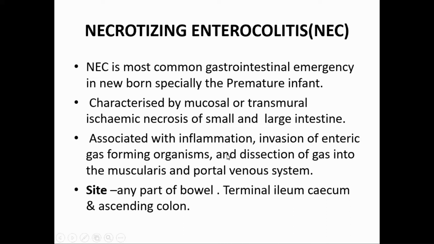And that is followed by inflammation, invasion by gas-forming enteric organisms, and they produce gas. So this gas dissects into the muscular layer, and it may enter the portal venous system also. So there is a collection of gas, because that gas is formed by the gas-forming organisms which are present in the intestine.